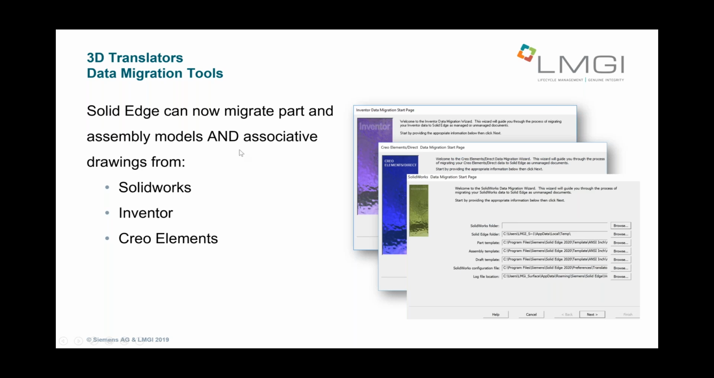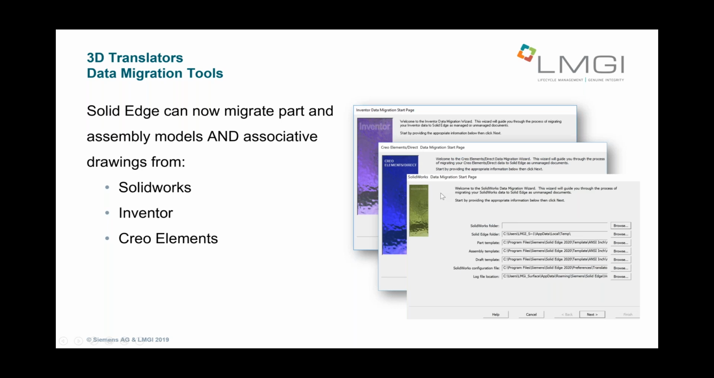So migration, the word migration is altogether different than just file open. We've had file open for all those file types I've showed you for quite some time, but a migration tool is different. This is a tool that lets you, and these are delivered with Solid Edge. These aren't add-ons, these are just stock. There's an Inventor Migrator, Creo, and SolidWorks.